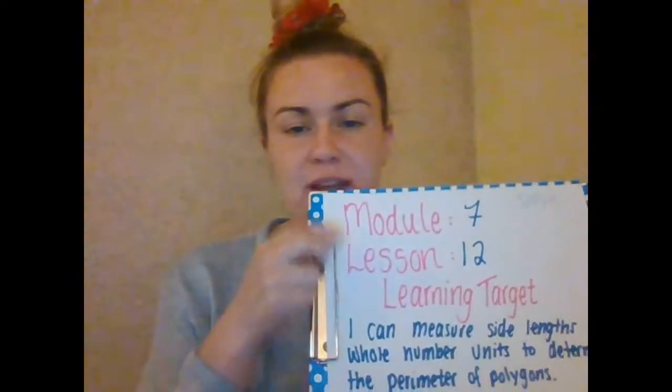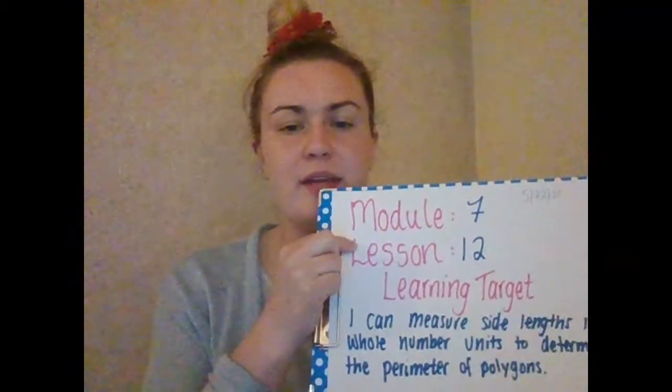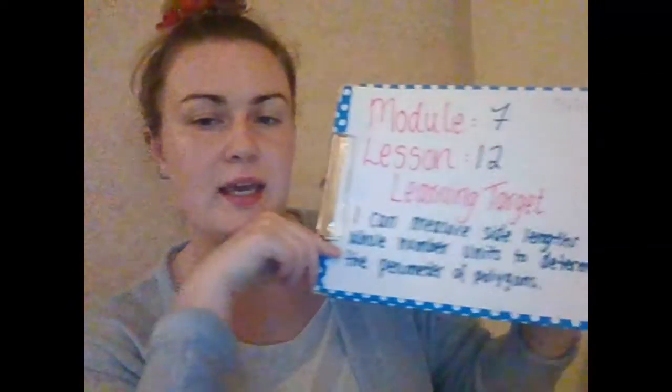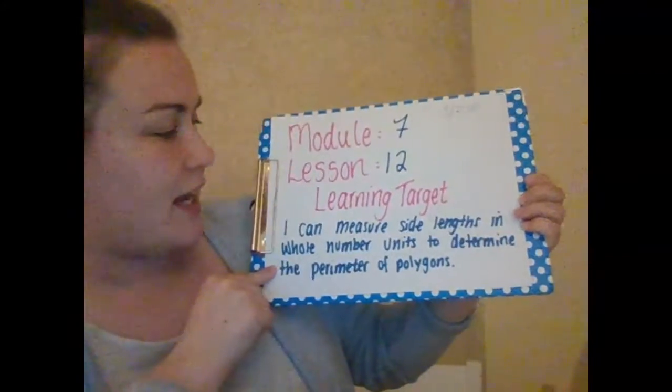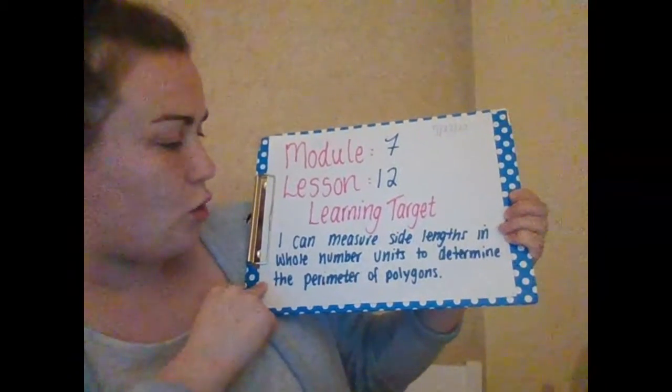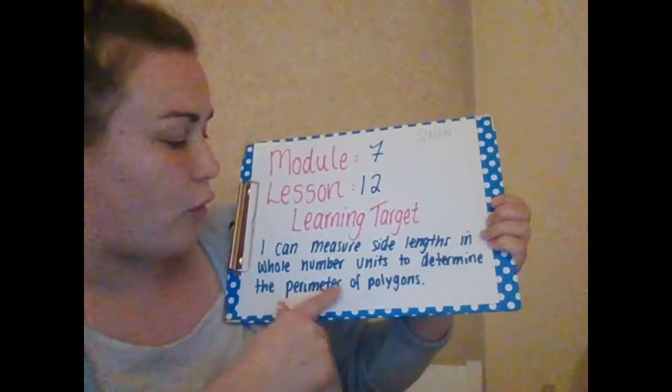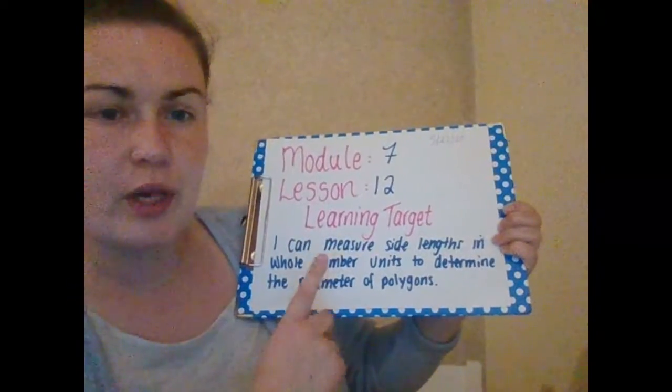We're on Module 7, Lesson 12 for our math lesson today, and our learning target is: I can measure side lengths in whole number units to determine the perimeter of polygons. Okay, so the perimeter of polygons. Let's review what perimeter means.